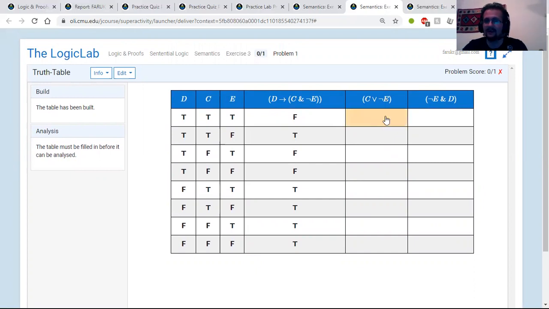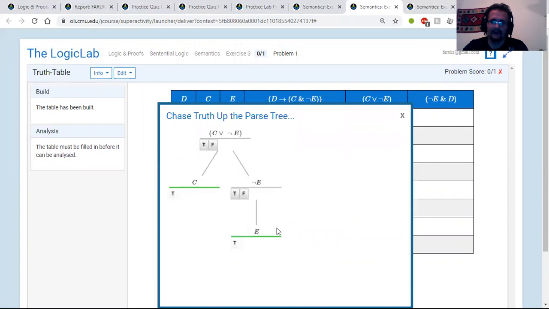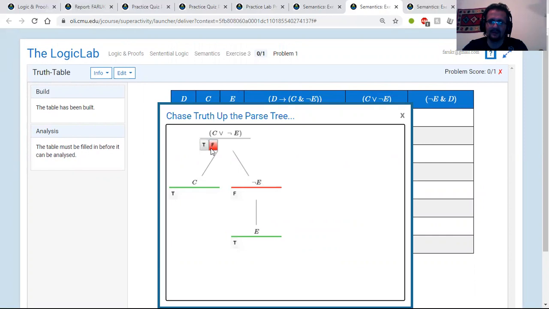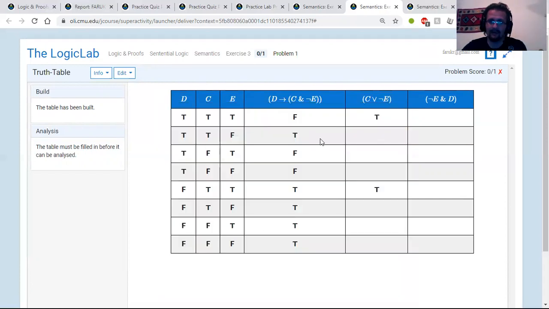second premise, C or not E. All right, if E is true, then not E is false. This is a disjunction. Now remember, in a disjunction, you need at least one of the disjuncts to be true. They could both be true, but at least one of them has to be. Here, at least one of them is true. So there we go, that's true. It's nice anytime that the same truth conditions repeat, the table will fill in both the spots for you.